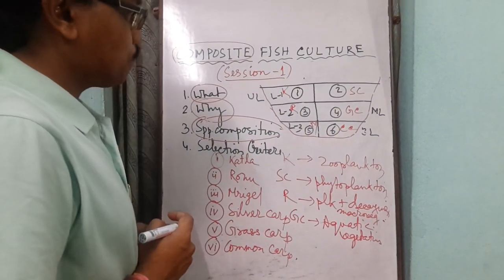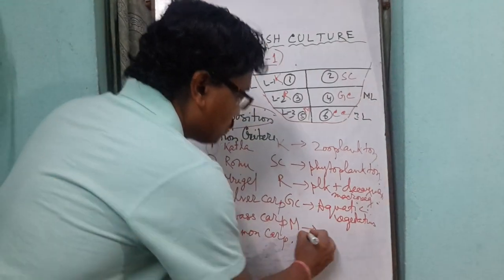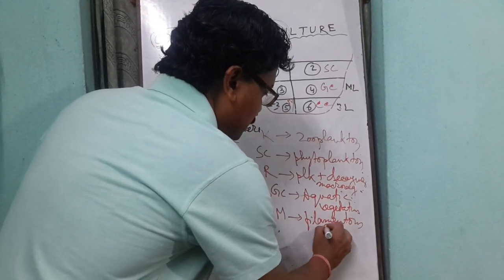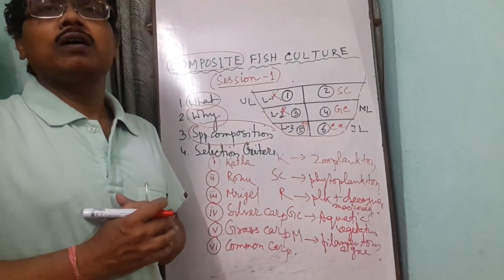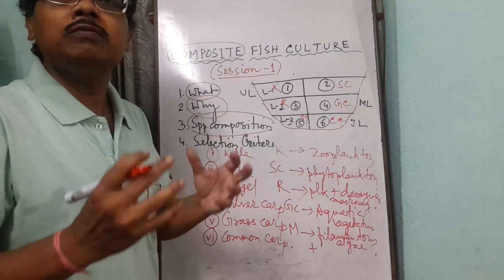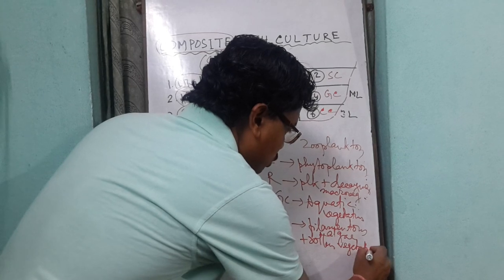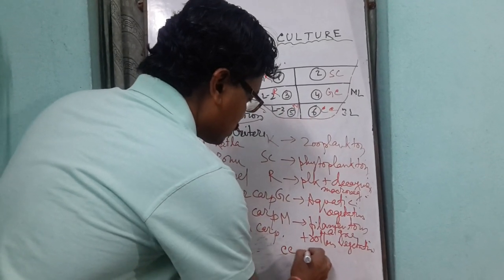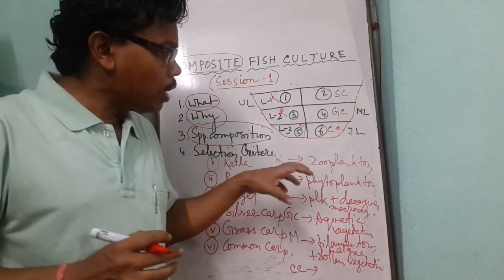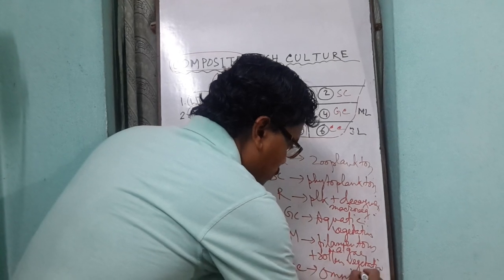Now, at the bottom layer, they are called bottom dwellers. In this compartment, mrigal is present. The mrigal feeds on filamentous algae. You know, this filamentous algae grows in the pond bottom. Mrigal also feeds on rotten vegetation, which is already decomposed. And the last one is common carp. They are mainly bottom dwellers, but they will take all the items I mentioned here. So they are called omnivore. Common carp is omnivore.